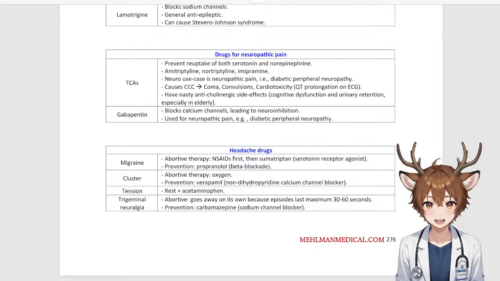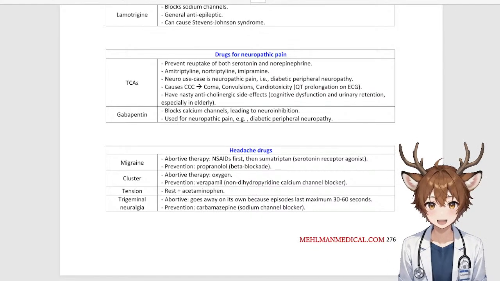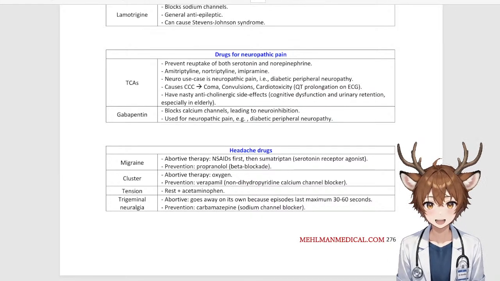Gabapentin blocks the calcium channels leading to neuroinhibition, and is used for neuropathic pain, that is to say diabetic peripheral neuropathy.